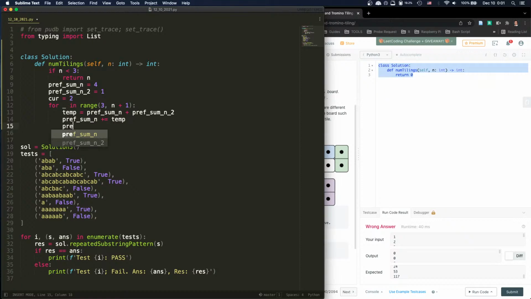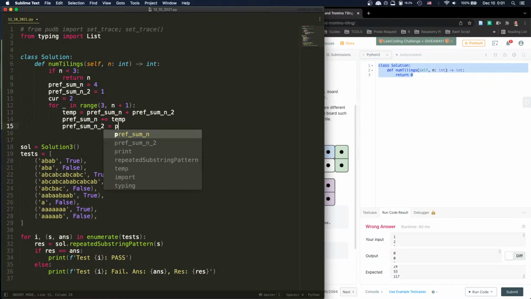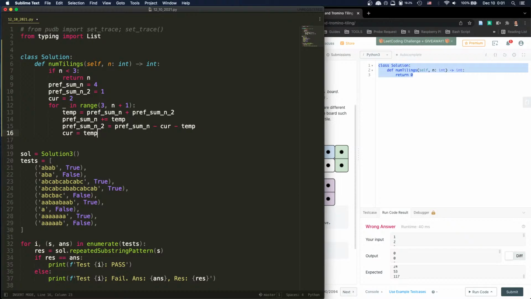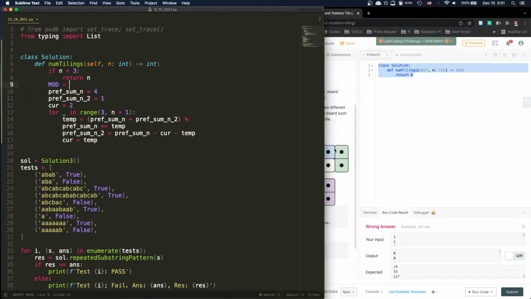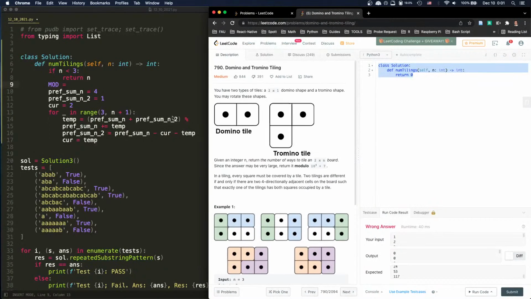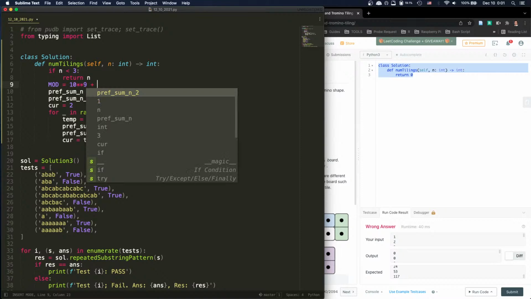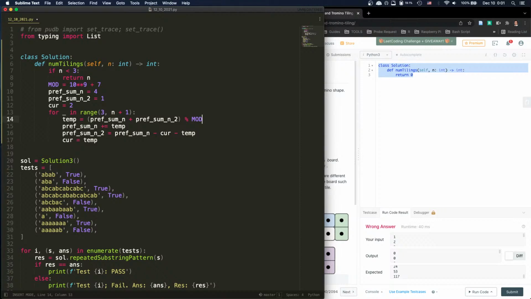And pref sum n-2 will equal to the new sum minus current minus temp, and current equals temp. And of course, every single step we're going to mod. So we have a mod. So mod is equal to 10 to the 9 plus 7. So every single step we're going to mod. Pref sum n plus equals this. Ooh, we do have to mod every single one of them.